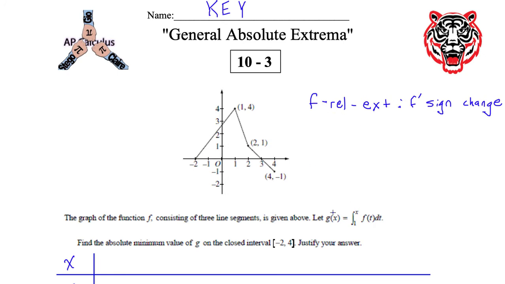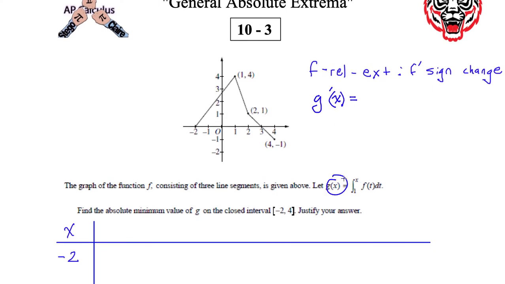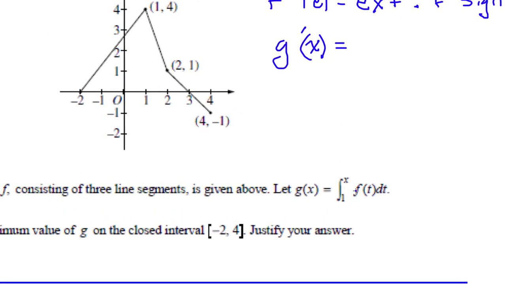Okay, so we're talking about the function g. So what is g prime? G prime of x, you guys know how to do this using the second fundamental theorem of calculus. If I take the derivative of g, g prime, take the derivative of the right-hand side, how do I take the derivative of that integral right there? Yep, it cancels out the integral, and then the x goes in there, and then I multiply by the derivative of x, which is 1.